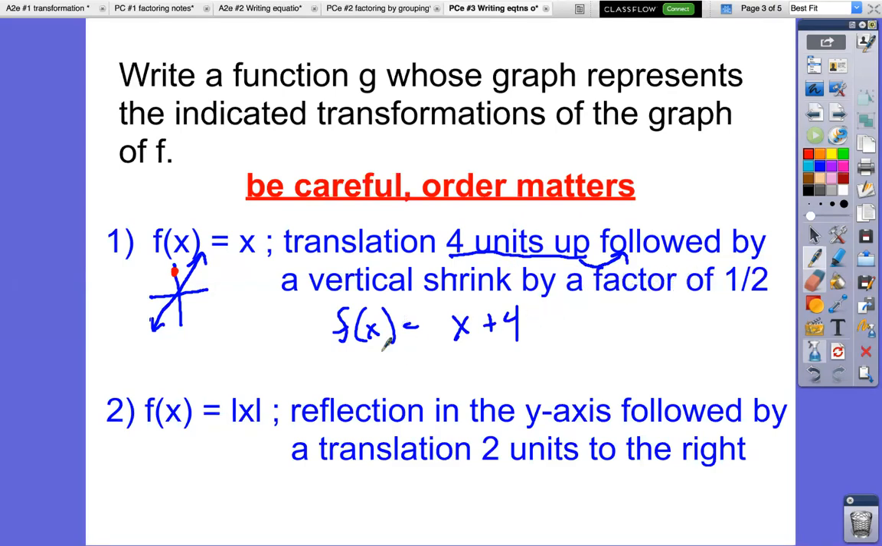We talked about this yesterday, if I have a vertical shrink that has a factor of a half, that 1/2 gets multiplied to everything. So it gets multiplied by that entire quantity, not just the 1/2 in front. So your final answer is this. That's your entire answer. So the order matters. If it says that we have a translation first and then it's followed by a vertical stretch or a vertical shrink, then all of those values are going to be multiplied.